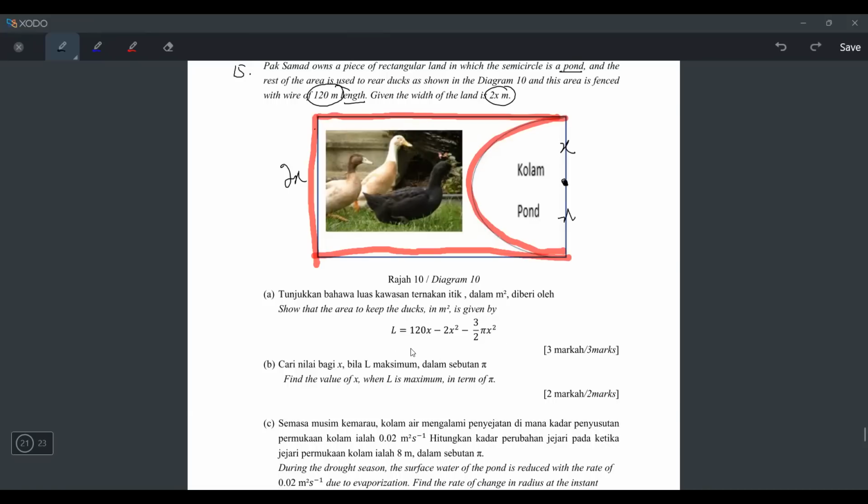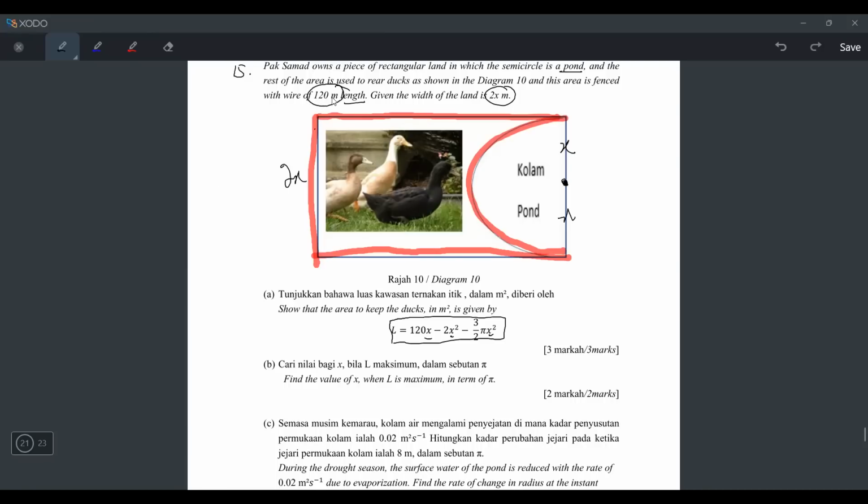Okay, what I will do is I will look at this final answer and look at it in terms of what. So if you look carefully, this is in terms of what? This is L, which is the area in terms of x only. Okay, and also pi lah, but it's in terms of x only. So if it's in terms of x only, how should I do this?